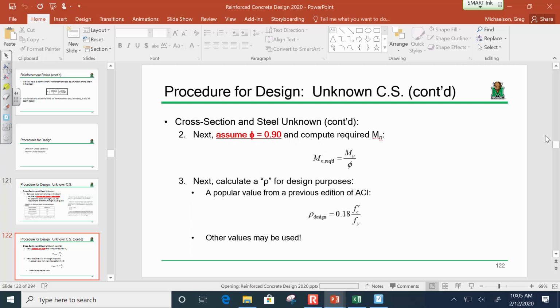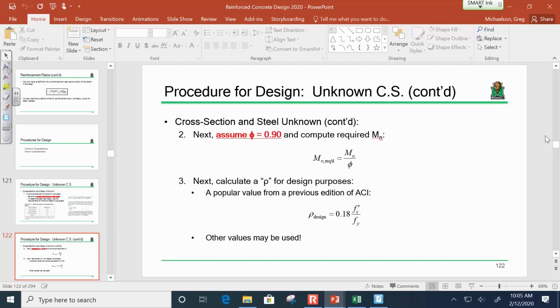Now once you've got your factored moment on the beam, that's the load, that's how much the beam has to resist, you then determine, what is my required strength? What is the required nominal capacity for design purposes? And so you divide by 0.9, and that's an assumption. You're assuming that phi equals 0.9.